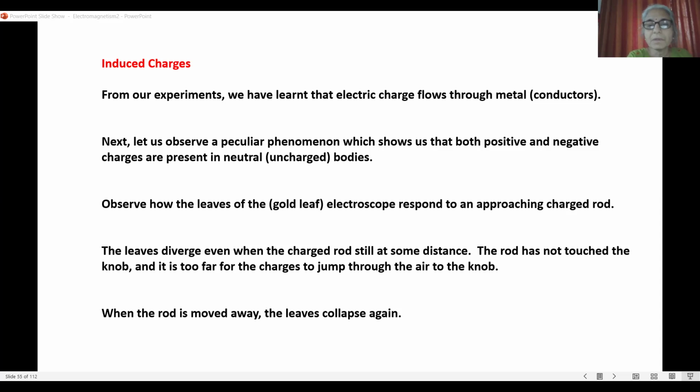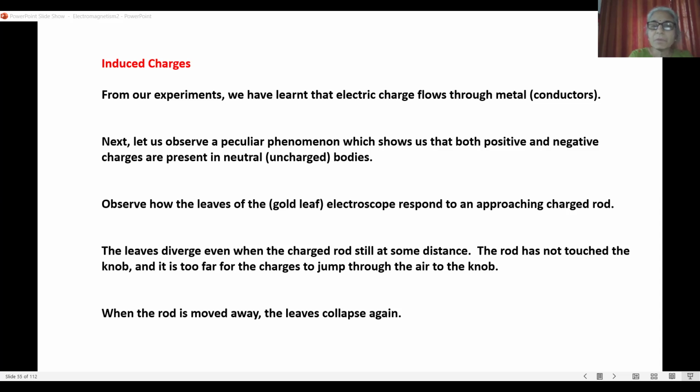We also saw that if we put one kind of charge on the electroscope and then the opposite kind, then the charges cancel out. If we put negative charge first and then positive charge onto the electroscope, then the leaves collapse as if there is no charge.